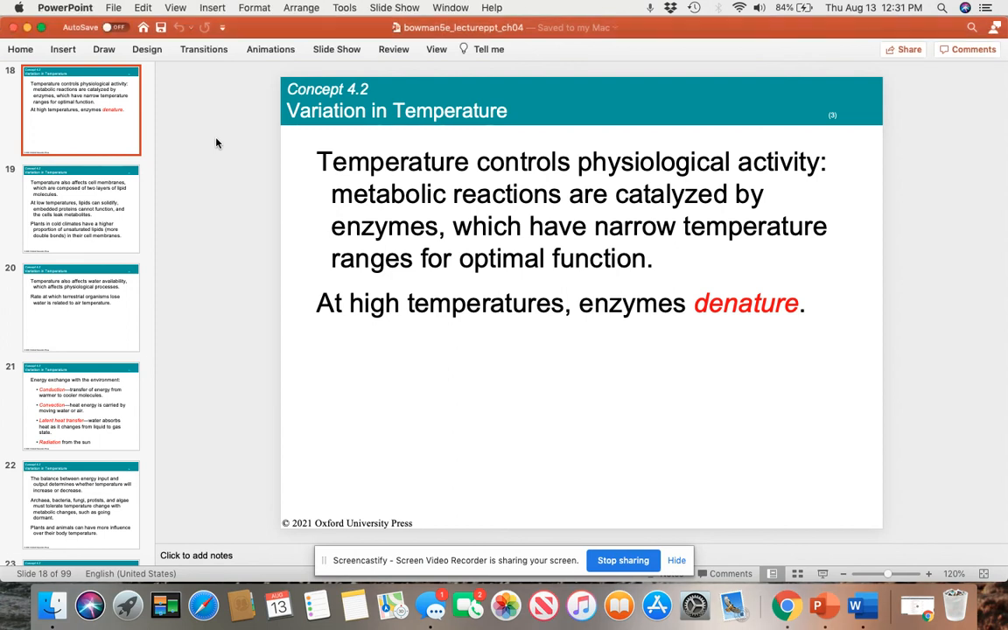Enzymes are very important in organisms. They lower the activation energy for a reaction to take place. They are very specific. They can be reused, and so they are important for functions. Now, enzymes operate at specific temperatures, pH, even freshwater salinity.